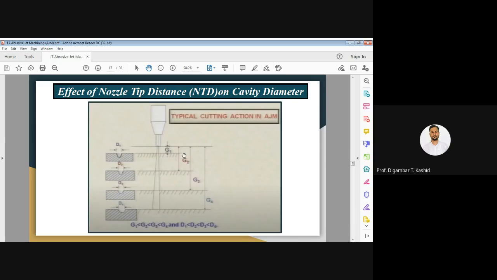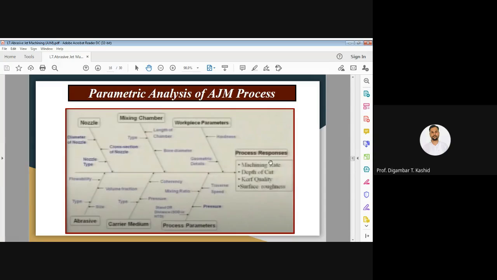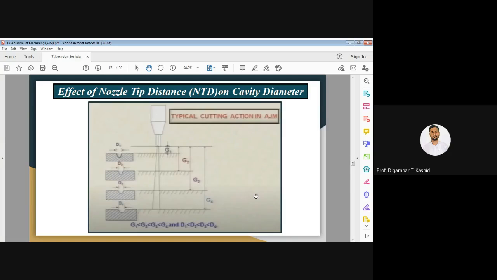Effect of these process parameters on your performance. In that, performance characteristics means what? Here I have mentioned machining rate, depth of cut, kerf quality or surface roughness. So first, I have mentioned the effect of nozzle tip distance or stand-off distance, NTD or SOD, on your cavity diameter. How the NTD or SOD is affecting the shape and the size of the cavity is well illustrated in this particular figure.